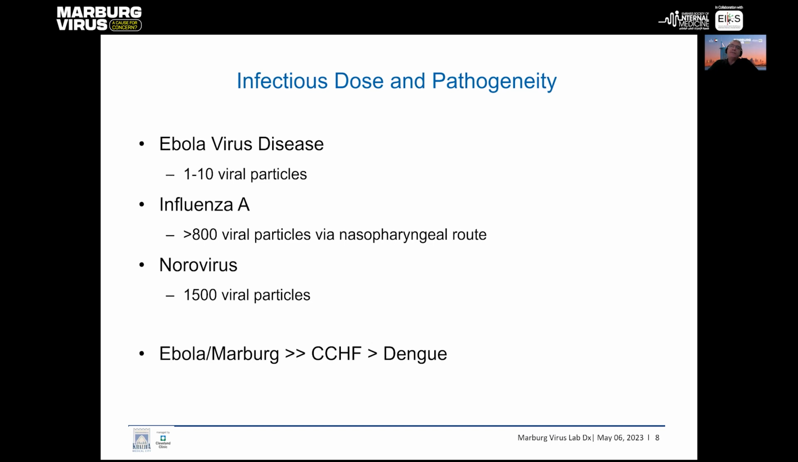And as a comparison, influenza A needs at least 800 viral particles to infect you, and norovirus, which is also highly infectious, needs at least 1,500 particles. If we make a range of severity, which was also already mentioned, then Ebola/Marburg is by far the most dangerous one, followed by Crimean-Congo hemorrhagic fever, and then dengue fever. Those are the hemorrhagic fevers which can be expected to be seen here.